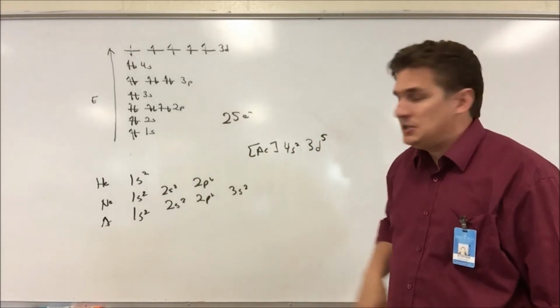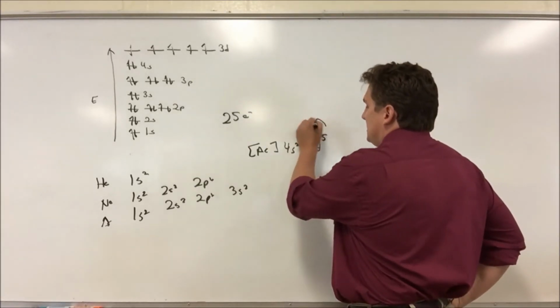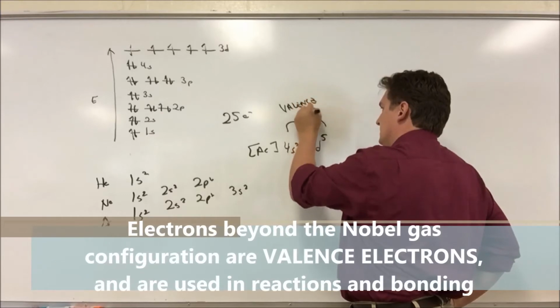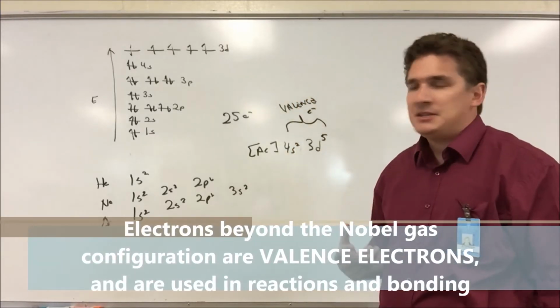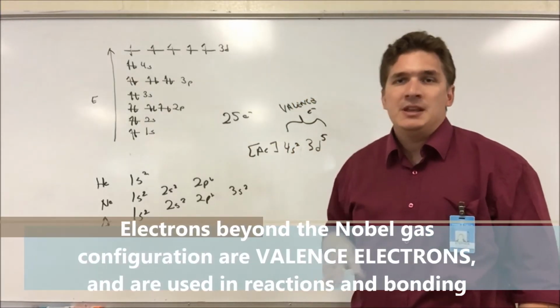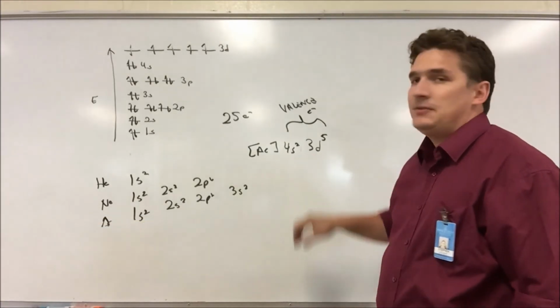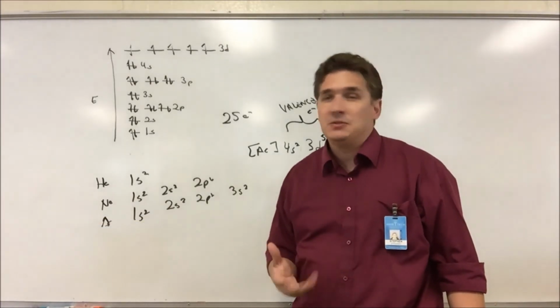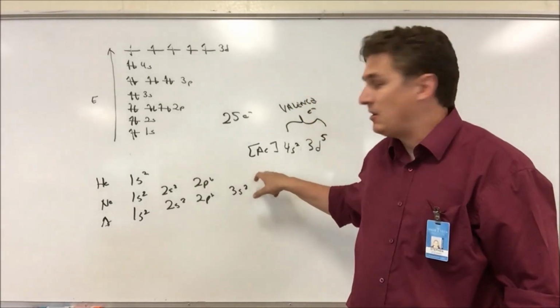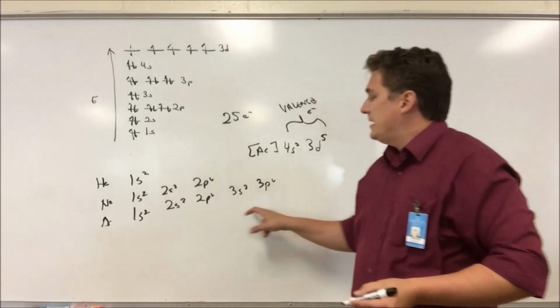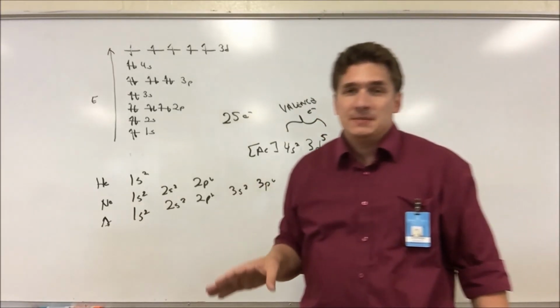Why use this notation? These electrons here are what are called the valence electrons. And so when we look at reactions with a 25 electron atom with any other atoms, these 7 electrons, the 4s2 and the 3d5, are the ones that are actually going to participate in the reactions. Everything else, everything in these argon configurations, the 1s electrons, the 2p electrons, the 3p electrons are not participating.